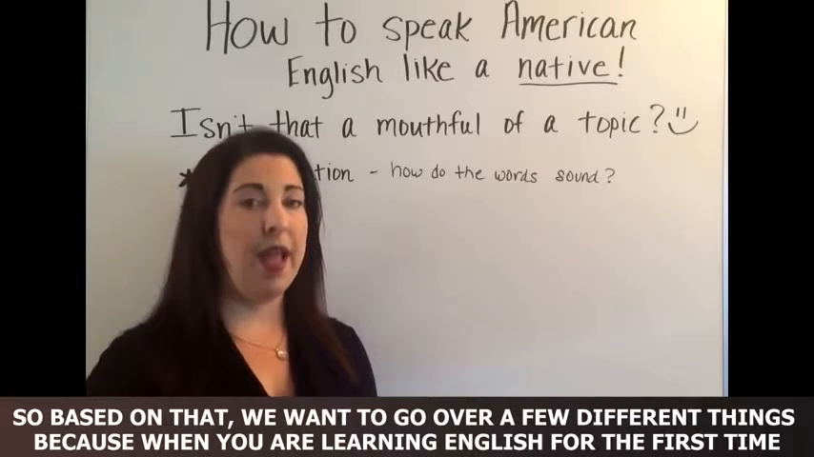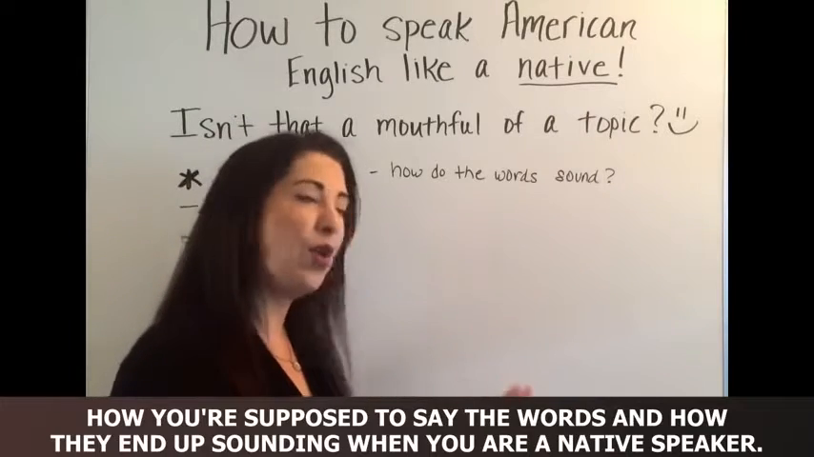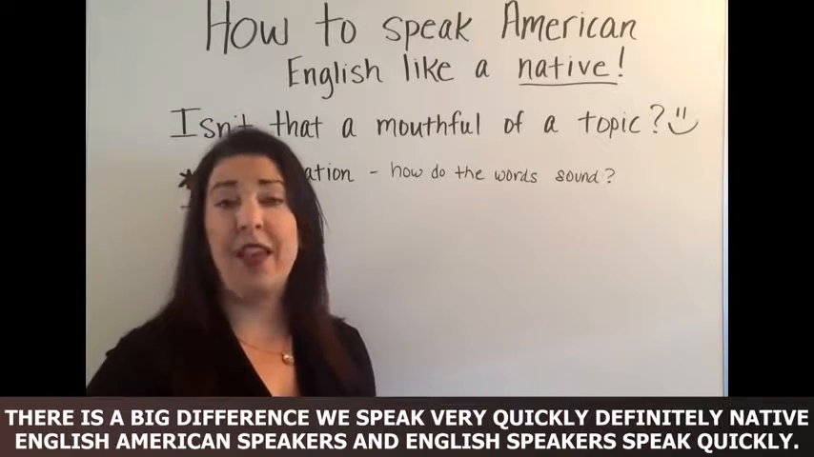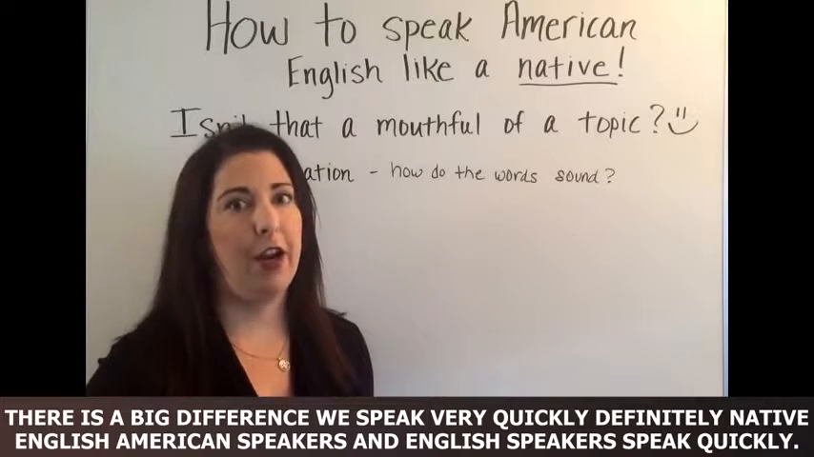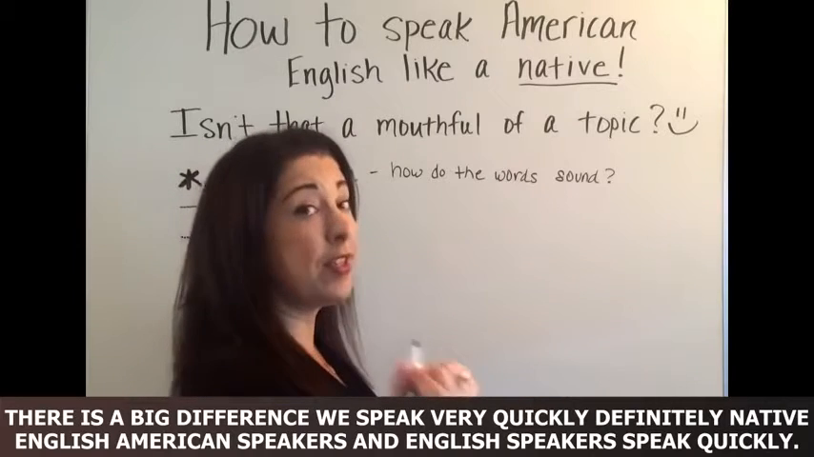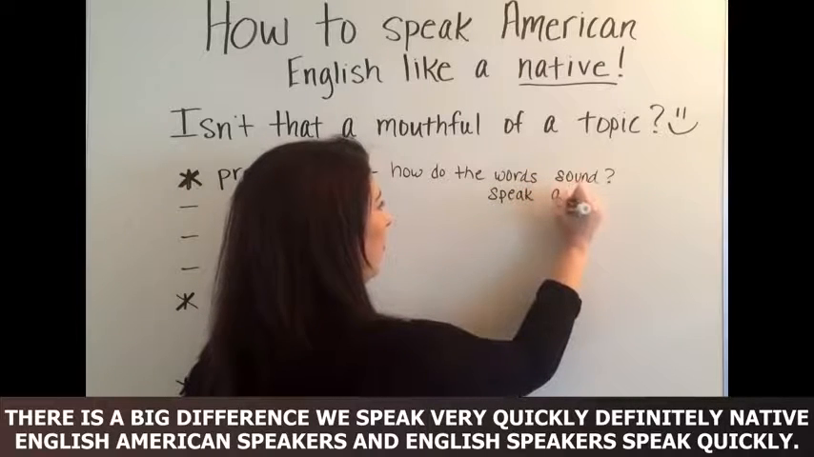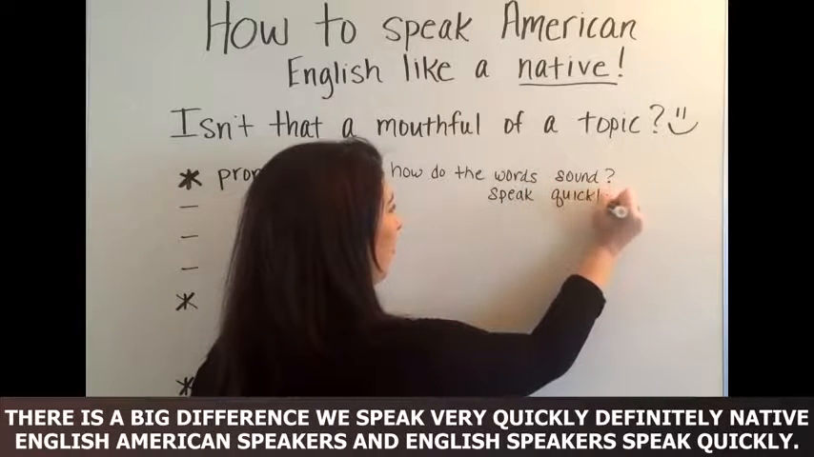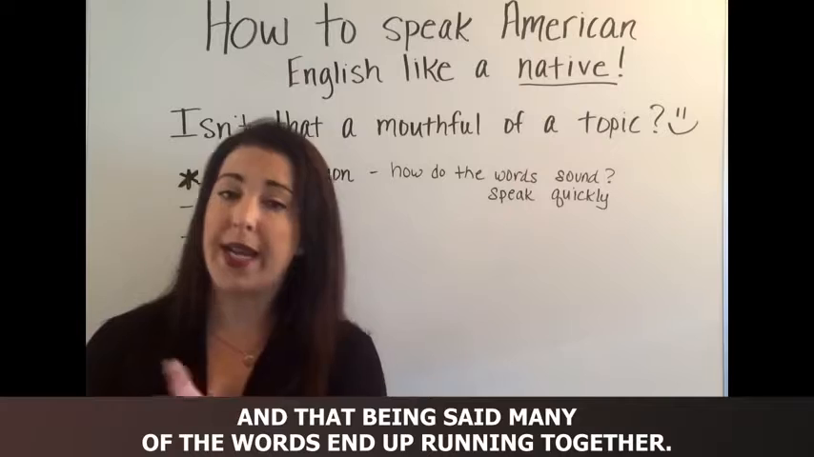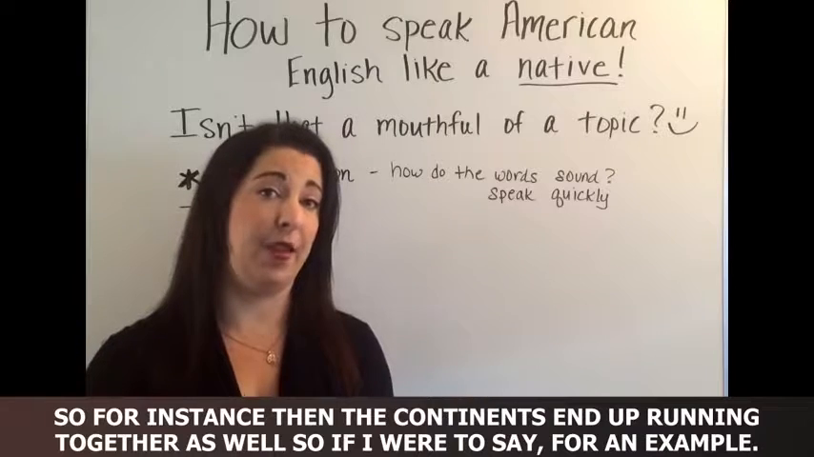So, based on that, we want to go over a few different things because when you are learning English for the first time and you learn the basic principles of English, it's very different when you are learning how you're supposed to say the words and how they end up sounding when you are a native speaker. There is a big difference. We speak very quickly, definitely. Native English American speakers speak quickly. And that being said, many of the words end up running together. So for instance, then the consonants end up running together as well.